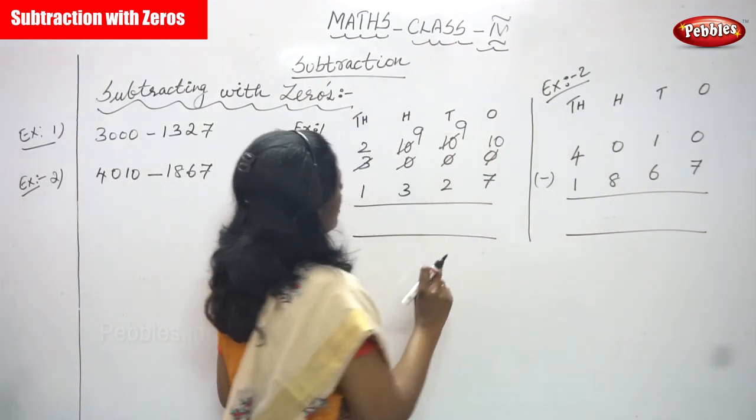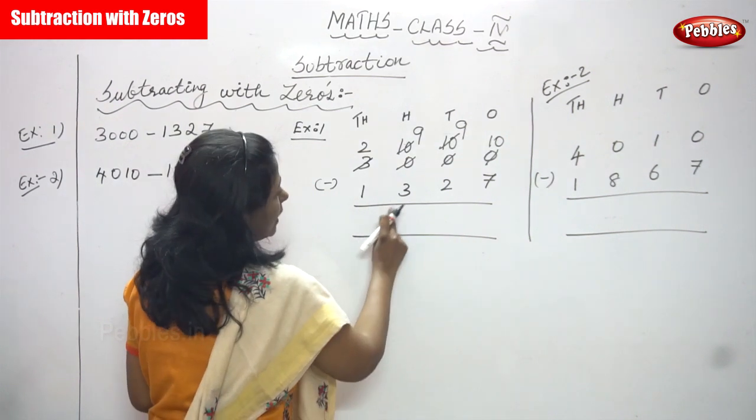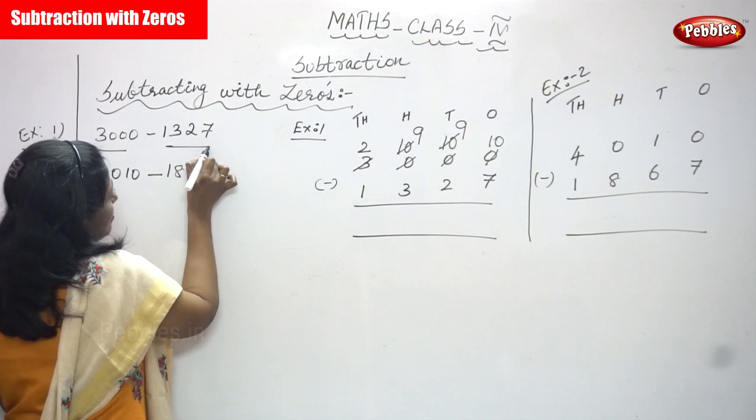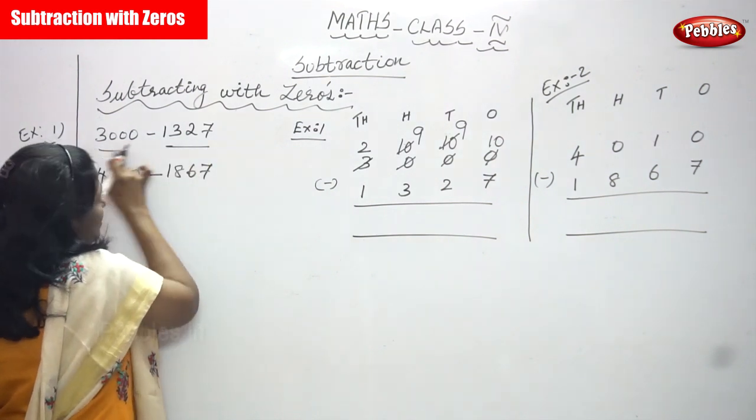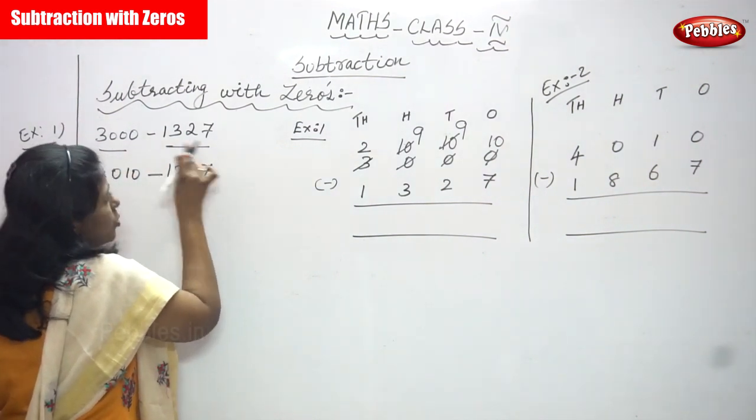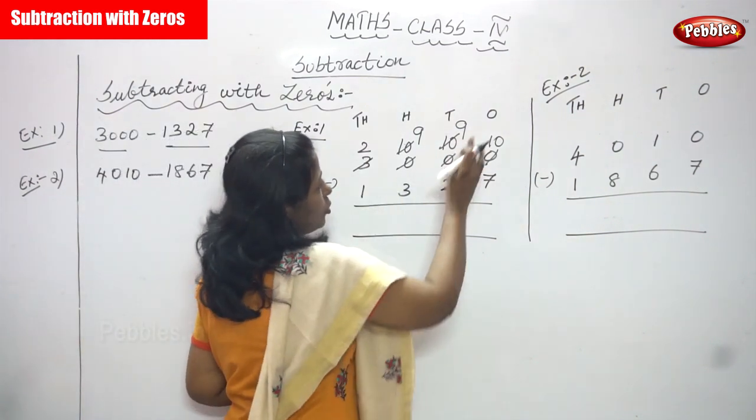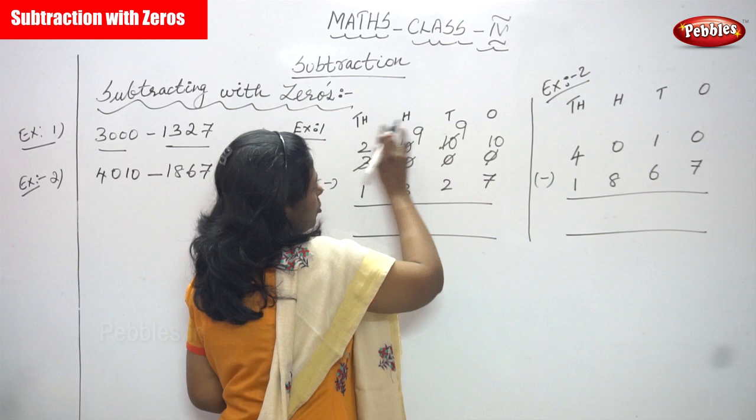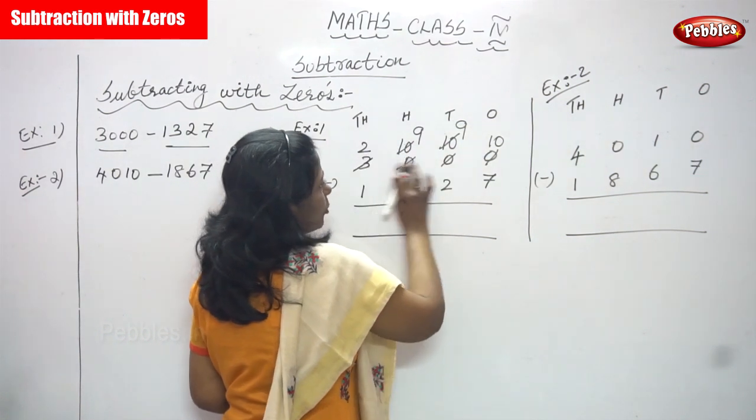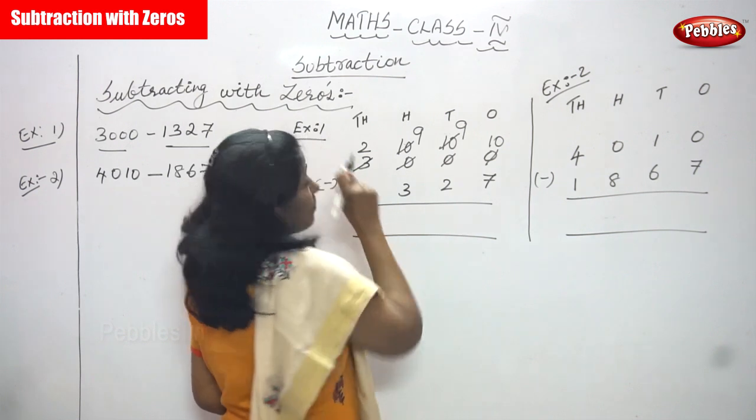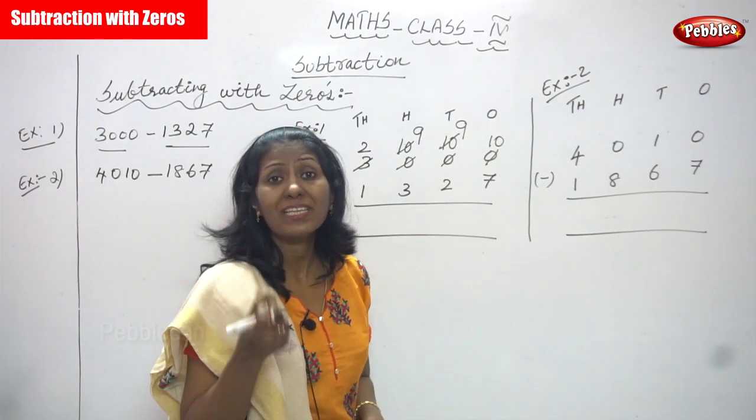I'll repeat once again. First, 3000 minus 1327. The first number is 3000, the second number is 1327. This is example one. First you have to write the place values: ones, tens, 100 and 1000. You have to write the number according to the place value. So this is subtracting with 0.